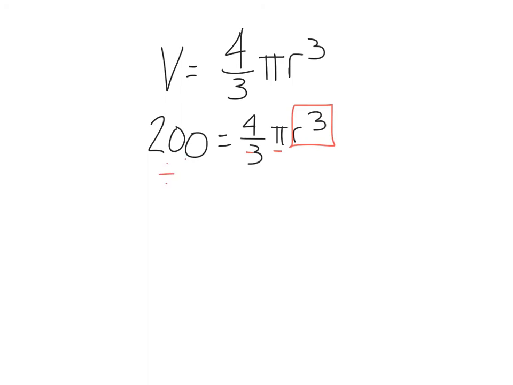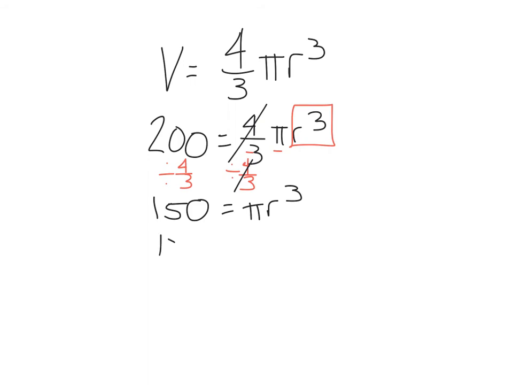First thing I'm going to do is divide each side by 4 over 3. The astute of you will realize that that's the same as timesing by 3/4. So I get 150, 4 over 3's cancel out, equals pi r cubed. So this is very similar now to the previous example.